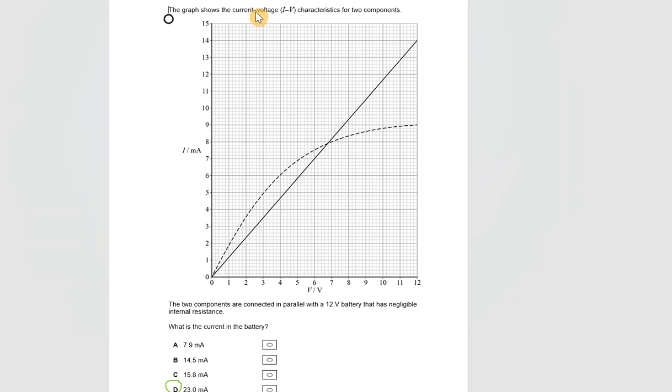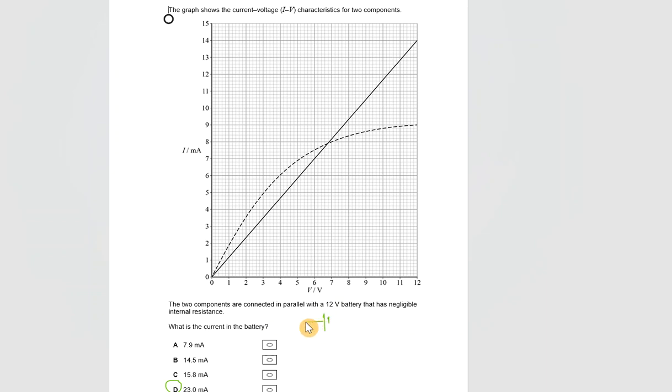So the graph shows the current-voltage characteristic for two components. The two components are connected in parallel with a 12-volt battery which has negligible resistance. What is the current in the battery? Let's draw a quick diagram to show us what's happening here.